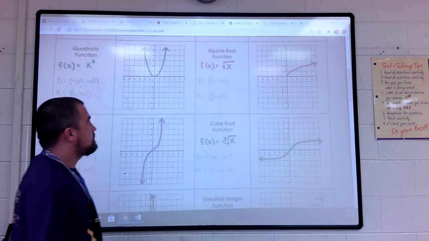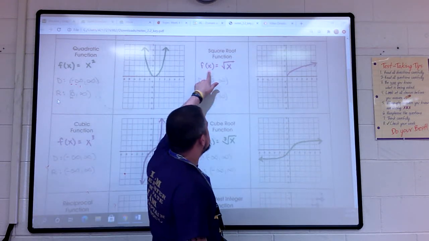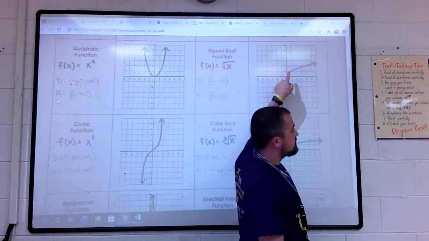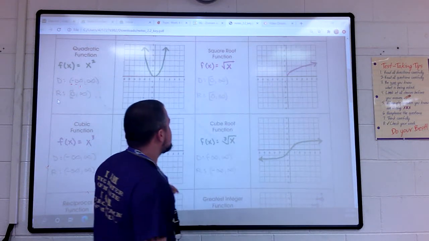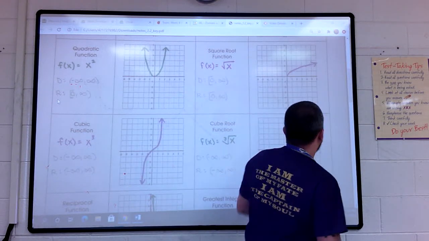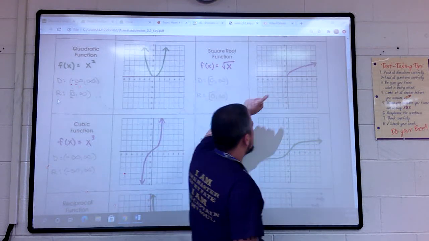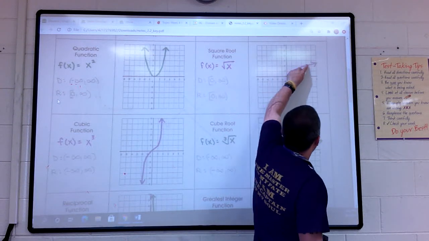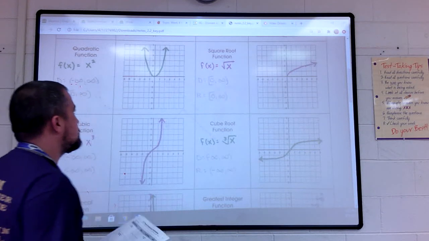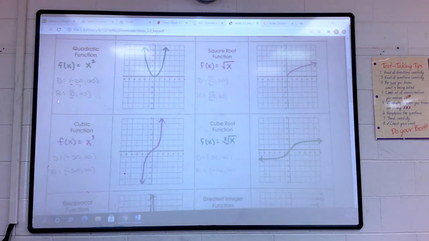The square root function is y equals the square root of x. It is kind of a little curve out here. It starts at 0 on the domain and goes to infinity. It will continue off to the right. The range also starts at 0 and continues up until infinity. So those are the domain and range of the square root function.